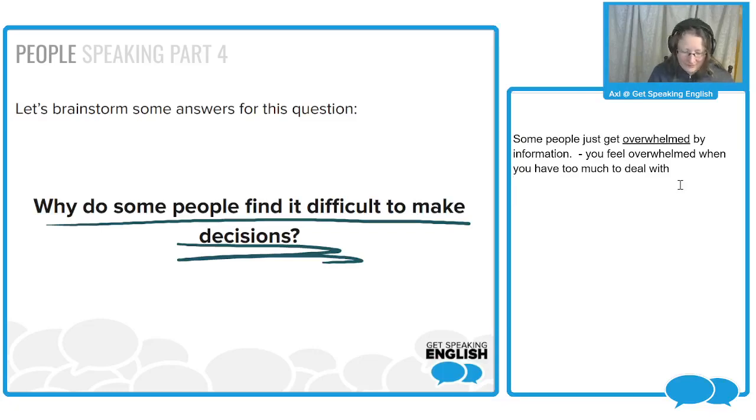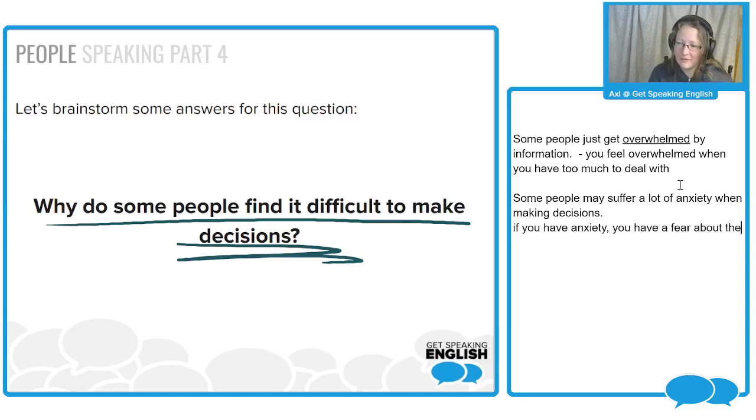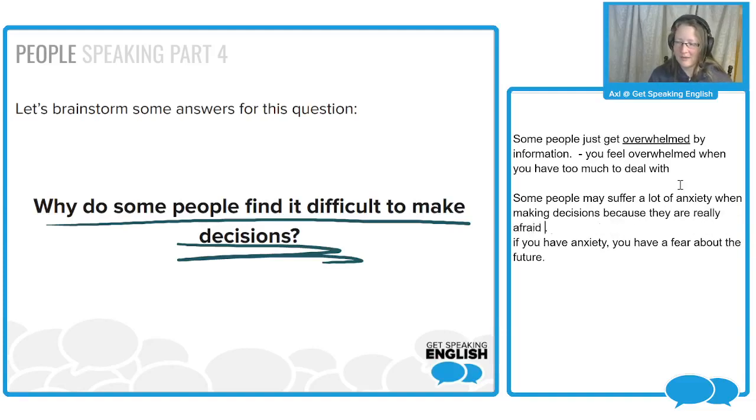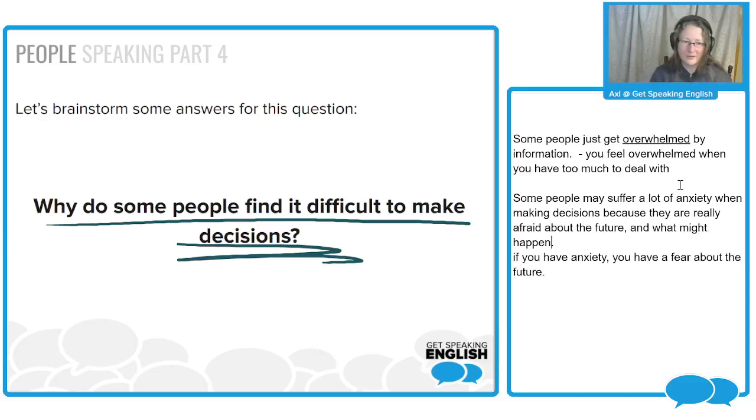So some people may really suffer a lot of anxiety when making decisions. And of course, anxiety is basically a fear about the future, right? So if you have anxiety, you have a fear about the future. So some people may suffer a lot of anxiety when making decisions because they are really afraid about the future and what might happen. Yeah, so that could be something.